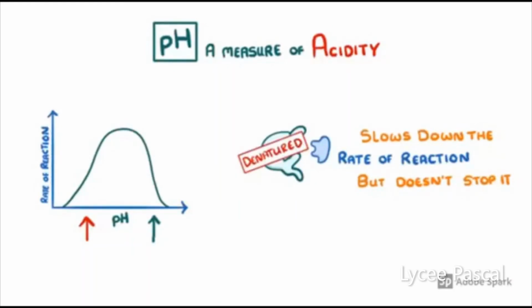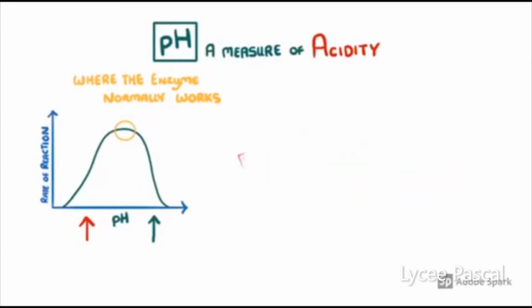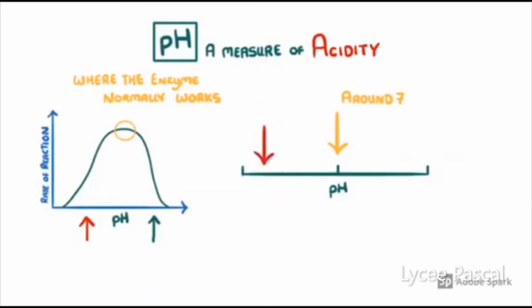Now the optimum pH depends where the enzyme normally works. For example, the salivary amylase works in a neutral medium where the pH is equal to 7, while pepsin works in acidic medium where the pH is equal to 2 in the stomach.